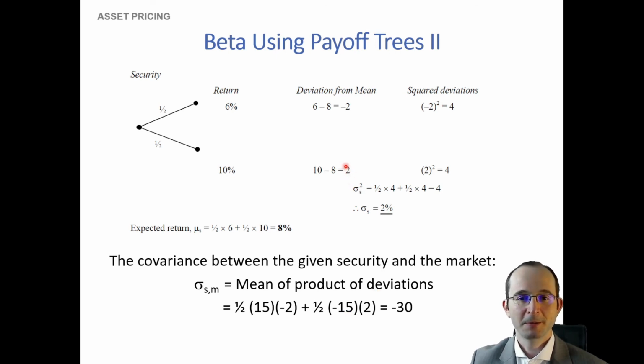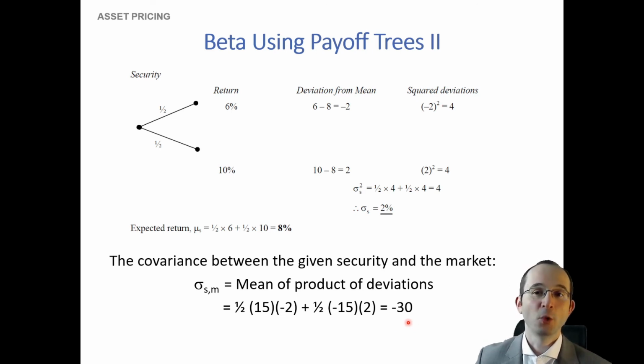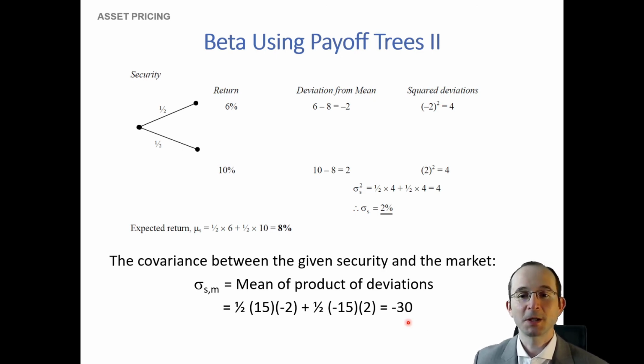And in the bad state of the world, the market's deviation is -15, and the risk asset's deviation is 2, as we calculated here. So, unsurprisingly, these two assets have a negative covariance because, again, the market moves up and has a positive deviation in the good state of the world. The risk asset moves up in both, but has a positive deviation from the mean in the bad state of the world, where it gains an above mean return of 10%, where the mean on this asset is 8%.